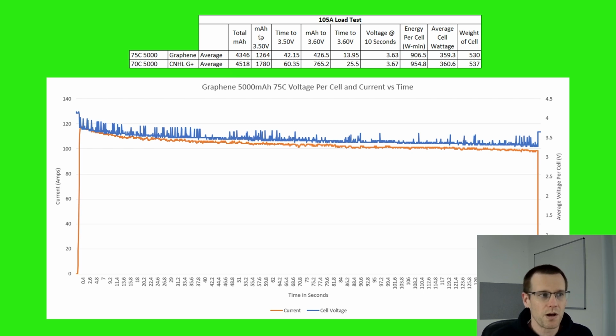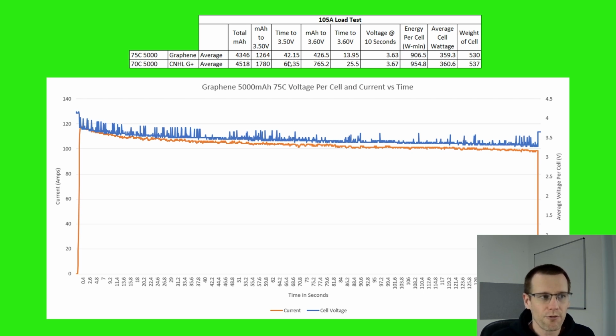Moving on to the next one, milliamp hour to 3.50 volts, we see again the Graphene is underperforming when compared against the CNHL. And the time that we got to that 3.50 volts was 42 seconds, and if you were to use the CNHL, you're going to get an extra almost 20 seconds more until you reach that 3.50 volt threshold at the 105 amp load that we're using here for this test.